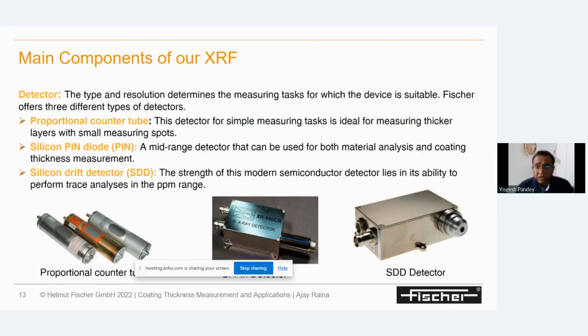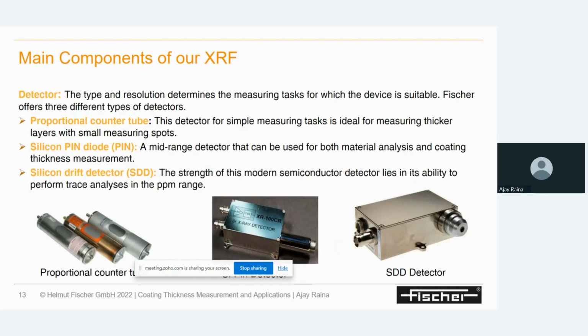So Yogesh, these are the only three kinds of detector available in the market, or is there some other detector also? No, practically you will have only three types of these detectors, depending on your application. If you have basic requirements, then you have a proportional counter, which will give you whatever type of coatings you have. So you can choose the basic one, the proportional counter one.